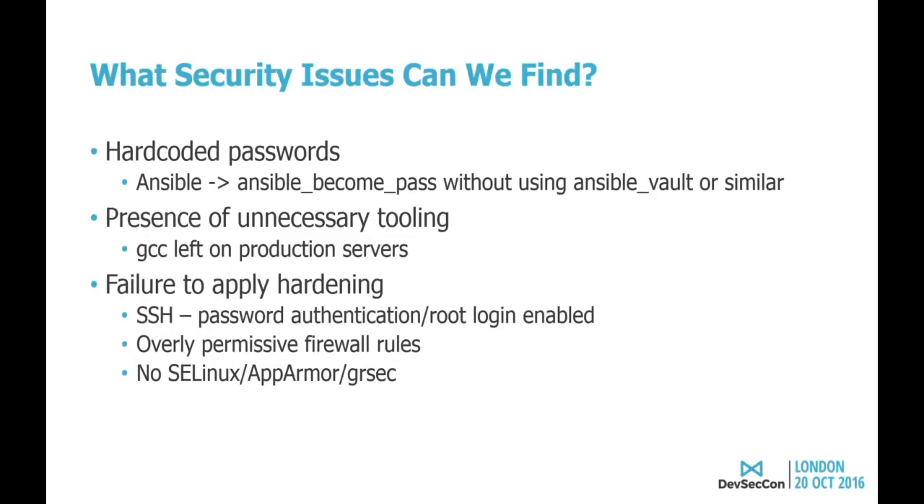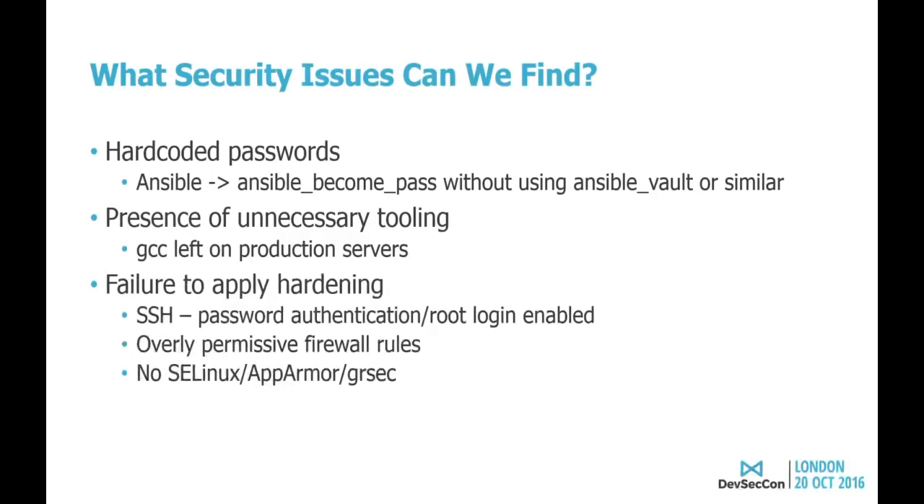Presence of unnecessary tooling on servers. So often if you're building a server, you'll need GCC and the rest of the build tools, but you might not necessarily need them on the production server once that's finished. Now, as a penetration tester, if I get onto a box and I've got GCC and a whole load of interpreters for languages you're not using and so on, that makes my life an awful lot easier because rather than having to set up cross-compilation tool chains and things, I can just compile on the server. So removing things like that is also worth noting, and you can pick that up too.